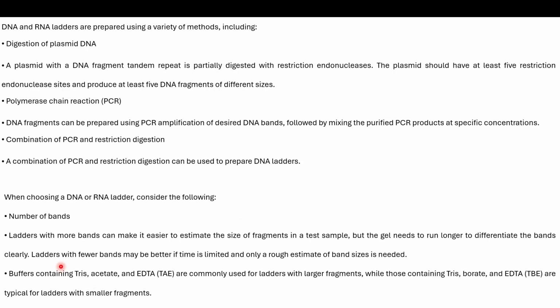So this consideration should be there, that the gel needs to run longer to differentiate the bands clearly. Ladders with fewer bands may be better if time is limited and only a rough estimate of band sizes is needed. And buffers containing Tris, acetate, and EDTA are commonly used for ladders with larger fragments, while those containing Tris, borate, and EDTA are typical for ladders with smaller fragments, which we looked at in the previous slide.